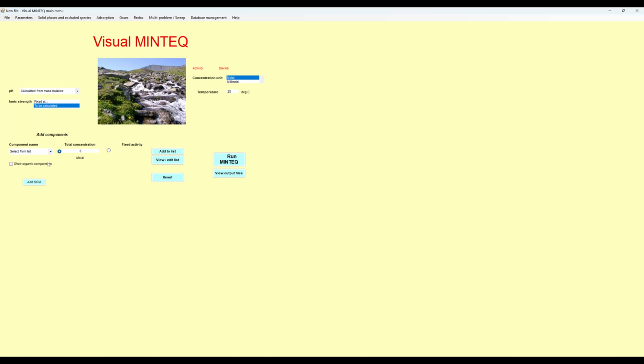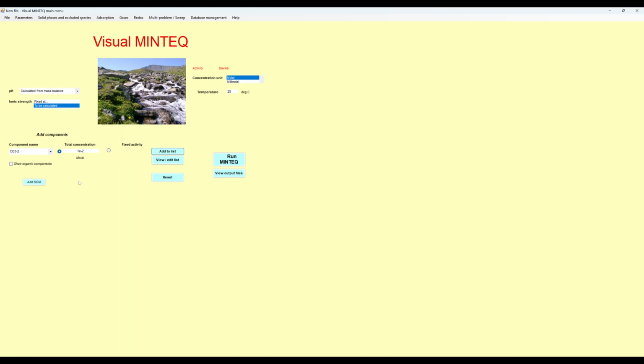We know the total concentration of carbonic acid. So for one carbonic acid, we have one CO3 2 minus. The concentration of CO3 2 minus would be the same as the concentration of the carbonic acid. So this would be 10 to the minus 2, added to the list.